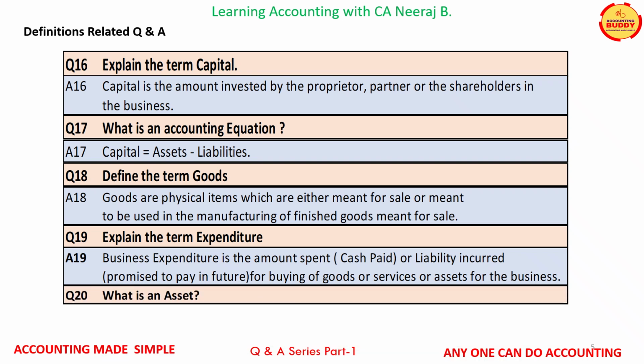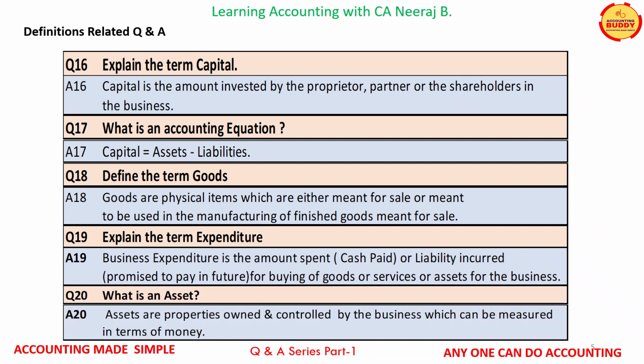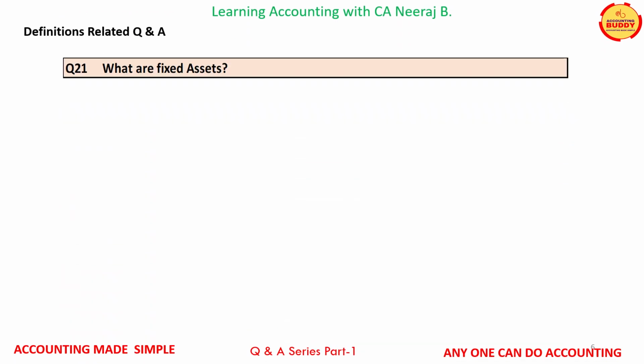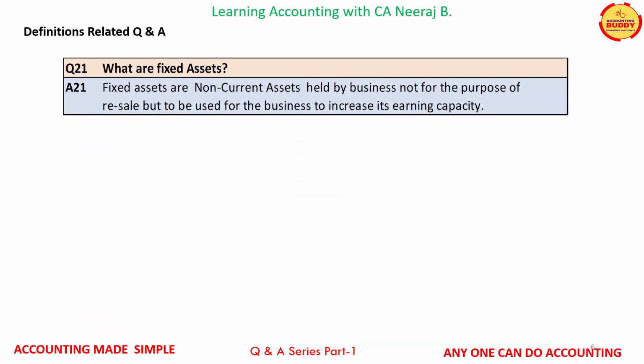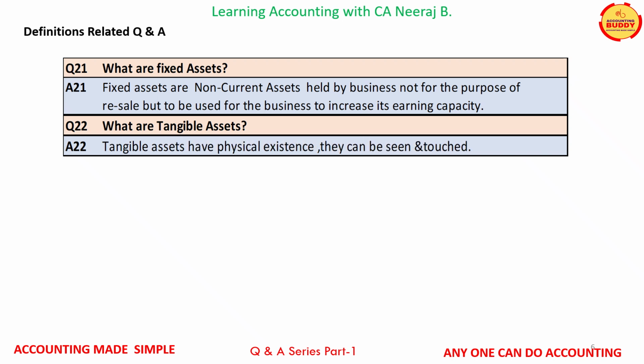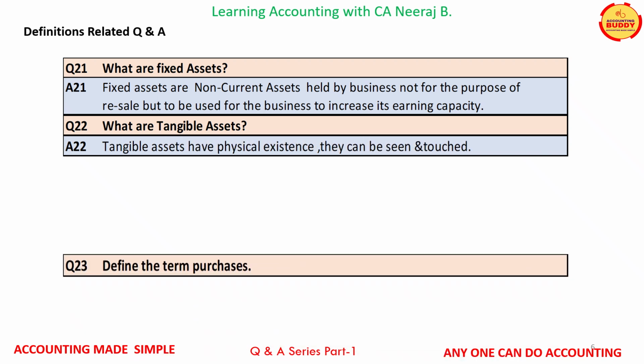Question number 20. What is an asset? Assets are properties owned and controlled by the business which can be measured in monetary terms. Question number 21 is on your screen. What are fixed assets? Fixed assets are non-current assets held by the business not for the purpose of resale but to be used for the business to increase its earning capacity. Question number 22. What are tangible assets? Tangible assets have physical existence. They can be seen and touched.